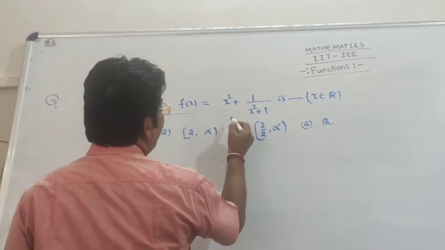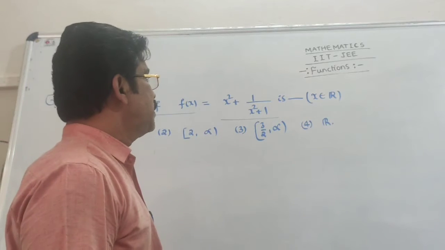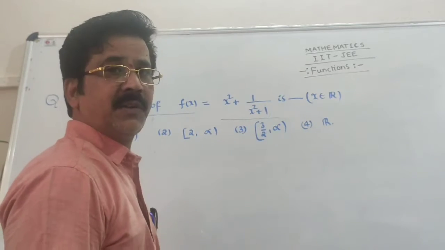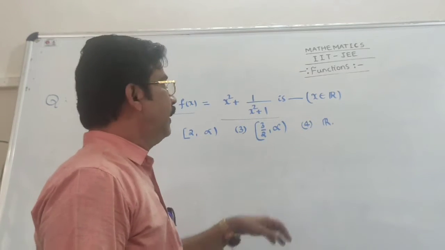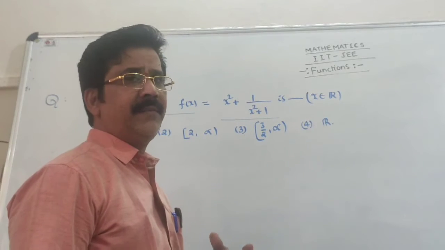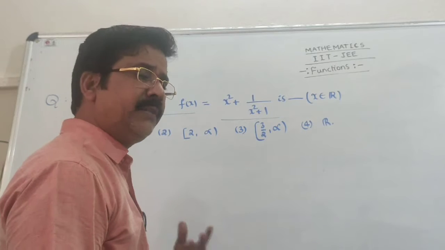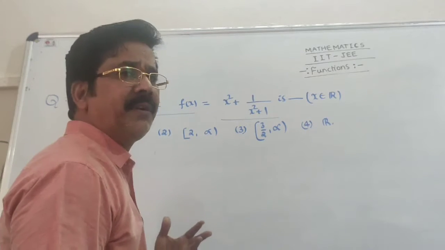Find the range of f of x equal to (x square plus 1) by (x square plus 1) for all x belongs to capital R. Means the domain is given, x is a real number. So once again we need not consider the domain of the given function. So we can find directly the range of f of x.